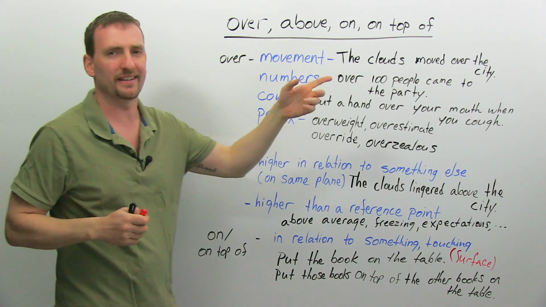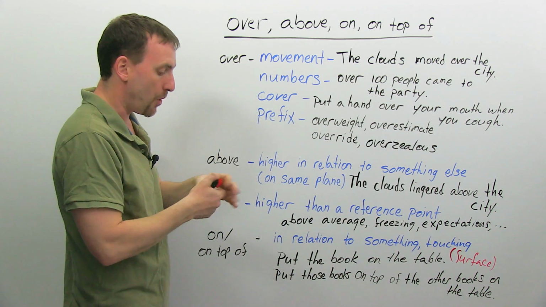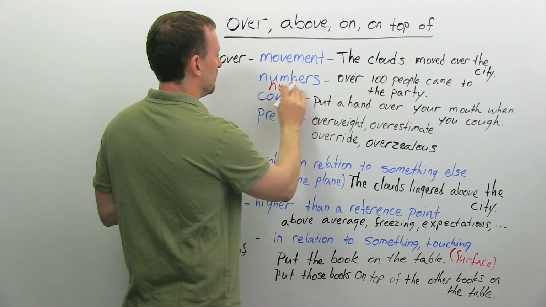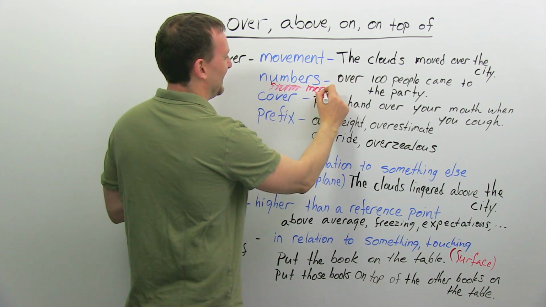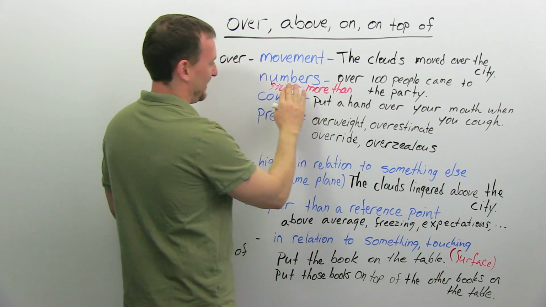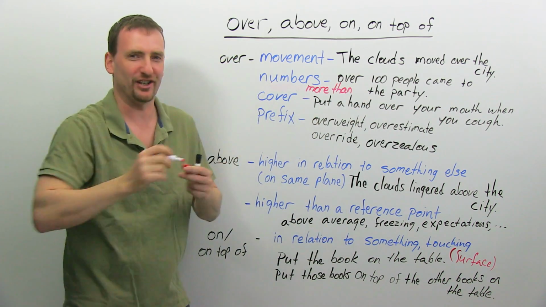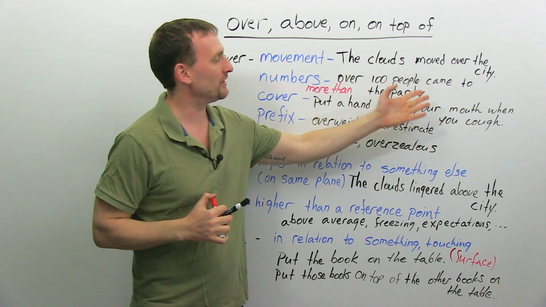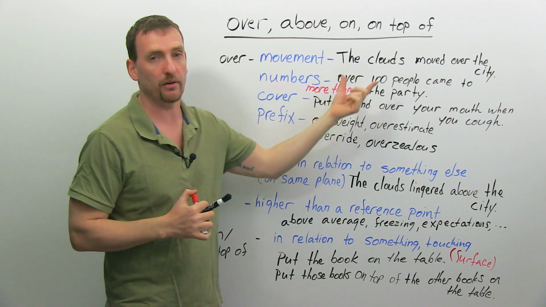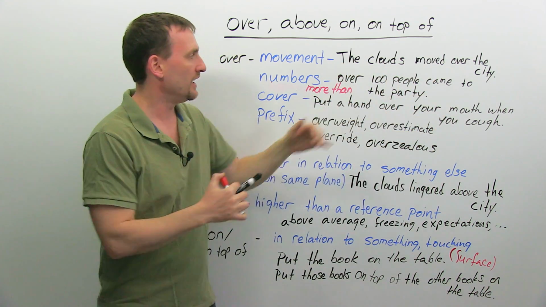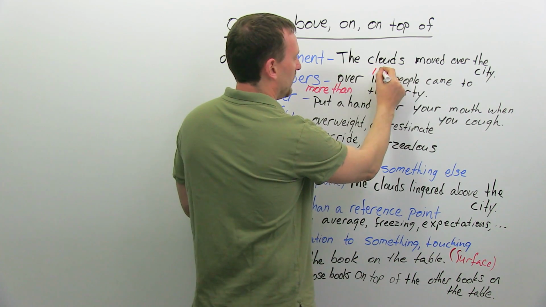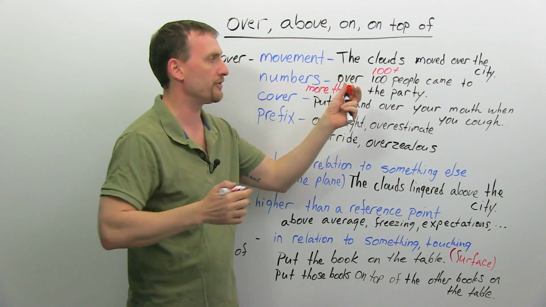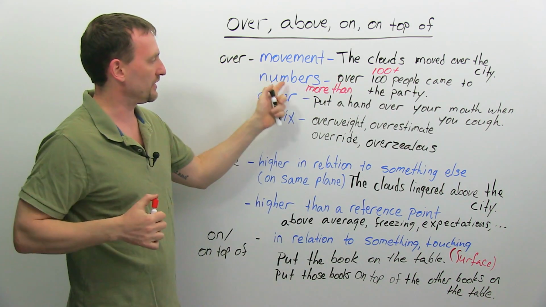We use over with numbers. Basically, it means more than, but we use it specifically with numbers. I think you got my message here. I'm going to have dirty fingers later, but that's okay. There's soap. More than. Over 100 people came to the party means more than 100 people came to the party. So sometimes you'll see something like this, 100 plus. It just basically means over, or 100 plus people came. We use this with numbers.